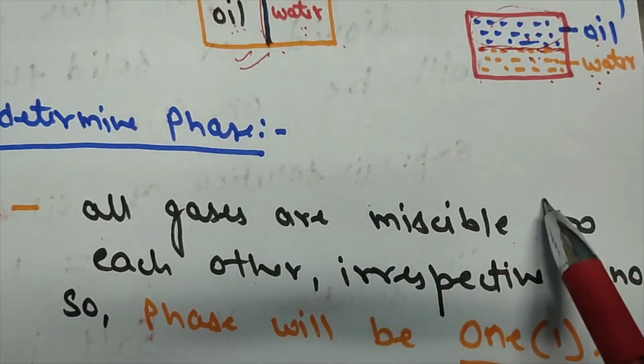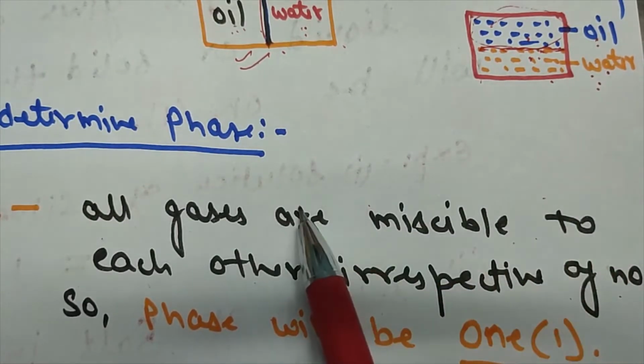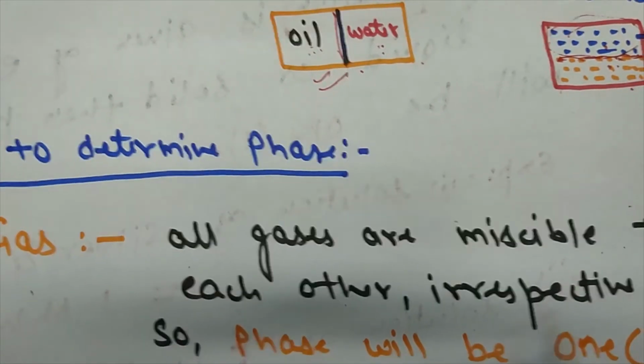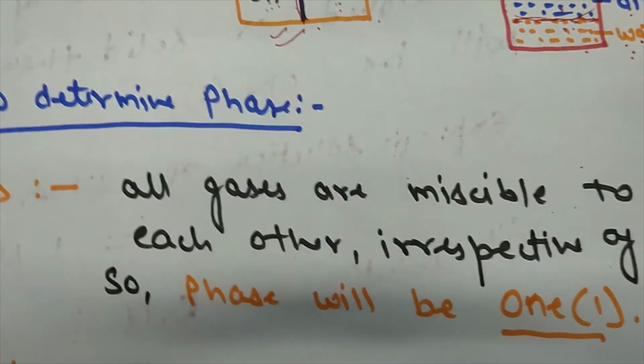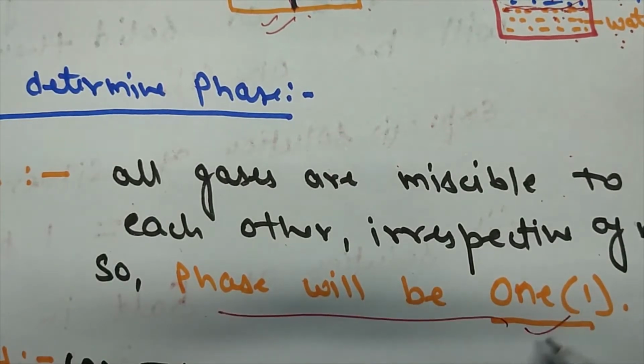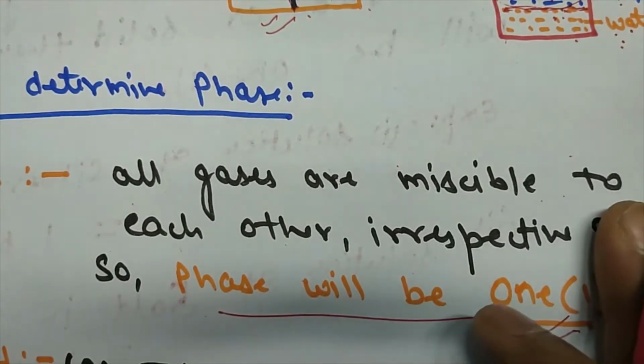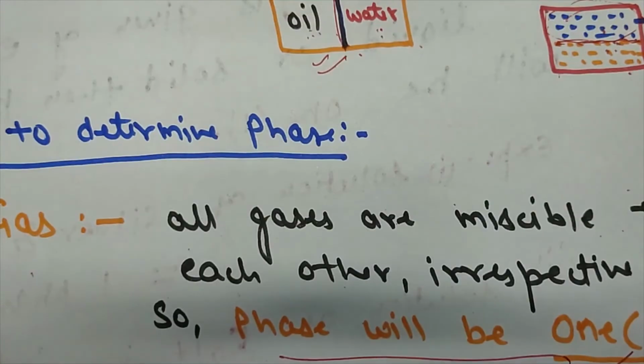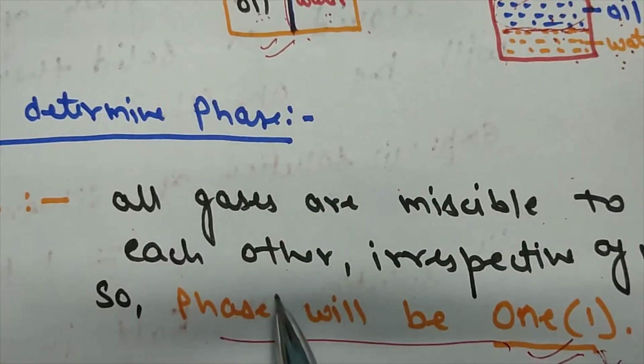That is the methane, that one is ethane, that one is the propane, because they are easily mixed to each other. So whatever the number of gases, the phase will be 1. Whatever the number of gases, either 10, 20, or 30 gases, the phase will always be 1, because they are easily miscible to each other. There is one condition when gases are not miscible to each other. We will discuss it later, but here, whatever the number of gases, they are easily miscible to each other, so the phase will be 1.